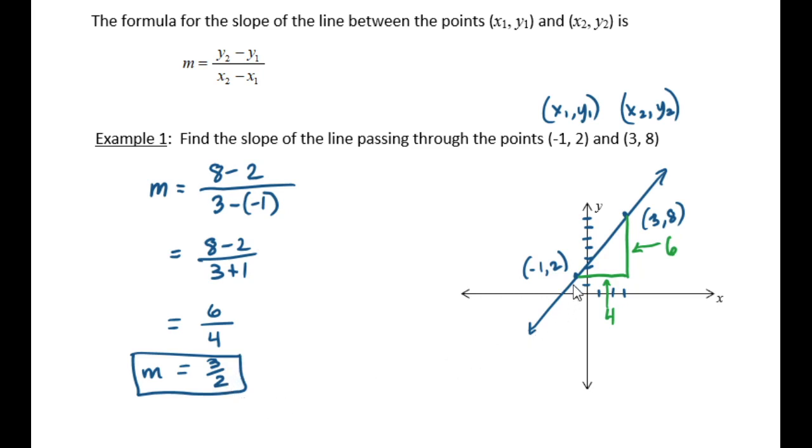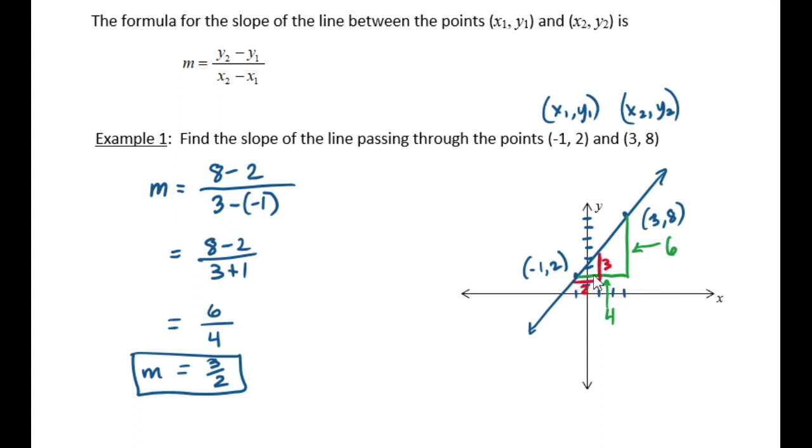Notice in our diagram, using the two ordered pairs, we see that when x changes by 4 units, y must change by 6 units. And that's the same thing as saying that when x changes by 2 units, y must change by 3 units.